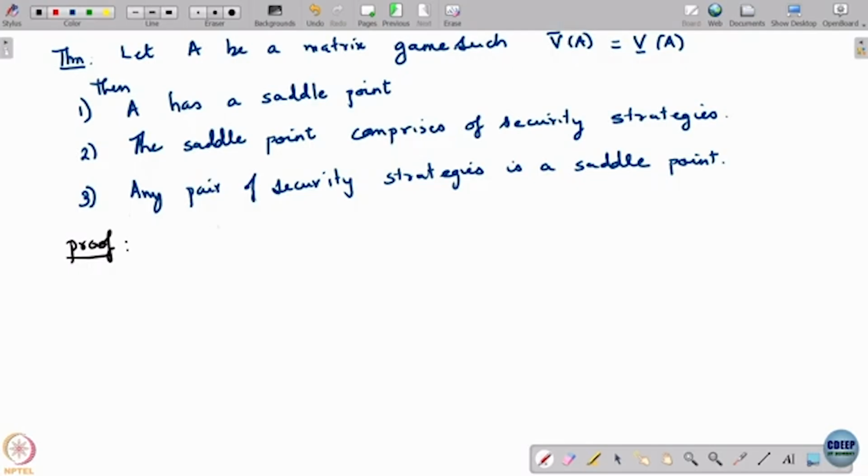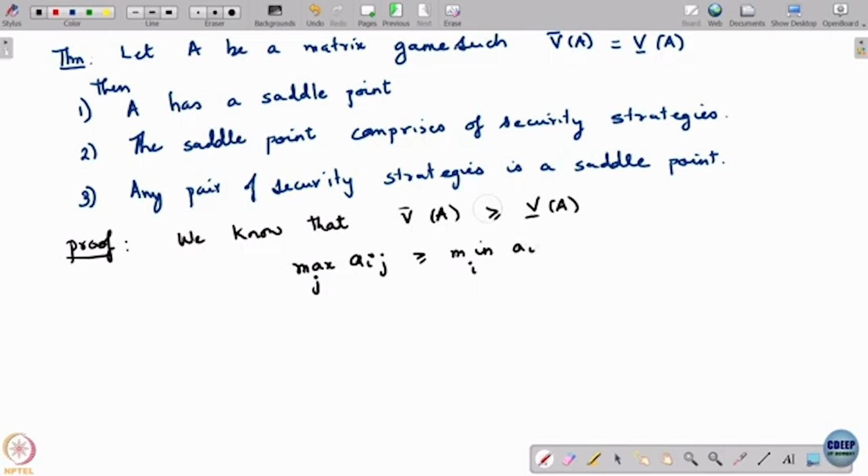Okay, so now remember we already know that V upper bar is greater than or equal to V lower bar. Okay, which means that we know that max over J A I star J is greater than or equal to min over I A I J star, for security strategies I star and J star.